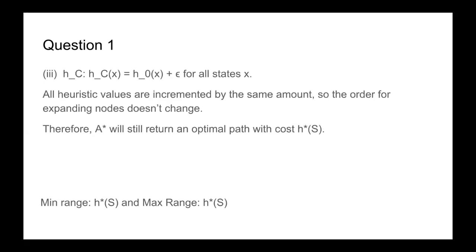Finally, for H sub C, it's pretty much the same thing as H naught, except we add epsilon for all of the states X. Since we're changing all heuristic values for all states by the same constant, the nodes that are explored in A star are going to be explored in the same order. And since that's the case, the path that's returned by A star is still going to be the optimal path. So the true path cost that A star will return will still be the path cost of H star of S.